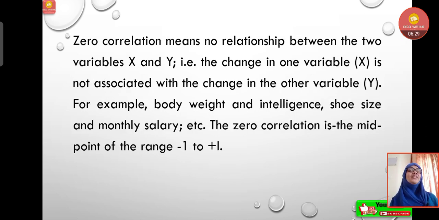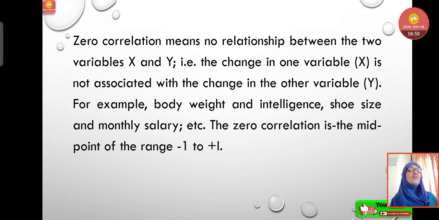Now let's see the zero correlation. That means no relationship between the two variables x and y. The change in one variable x is not associated with the change in the other variable y. For example, body weight and intelligence. That means there is no relation. If body weight is high or low, what does it matter with the intelligence? That means no relation. And shoe size and monthly salary, obviously no relation here.